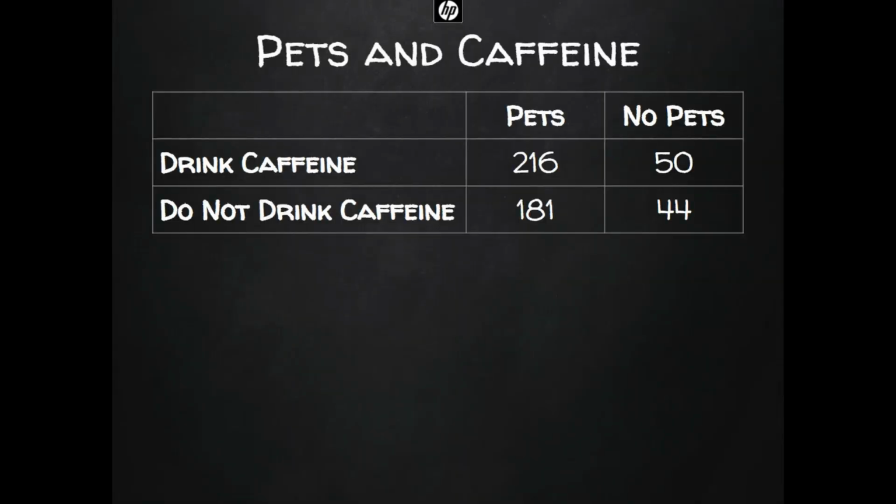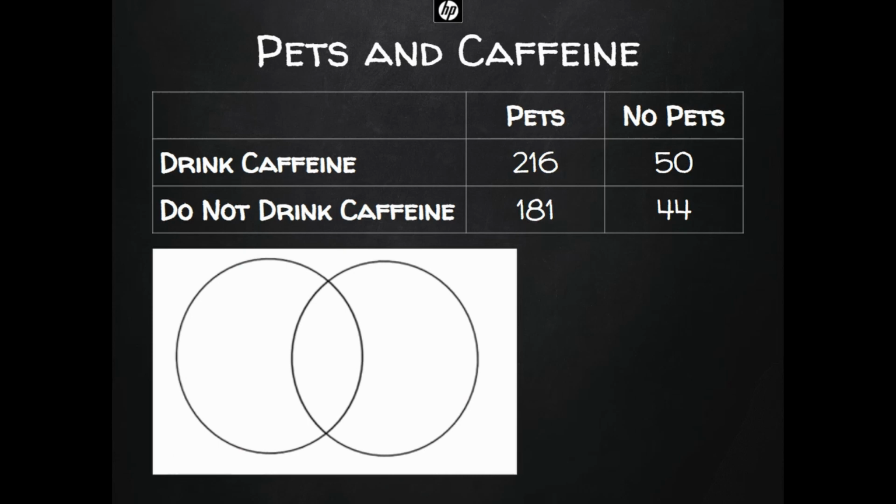Okay, here is some data regarding pets and caffeine that I collected from my students in the beginning of the year survey. It's organized in a 2-way table. If we wanted to make a Venn diagram out of this, the first thing we would do is draw our 2 circles, making sure there's room for them to overlap. And then we would label one pets. That means the people inside that circle own pets, and a circle for caffeine. And so the people inside that circle would be people who drink caffeine.